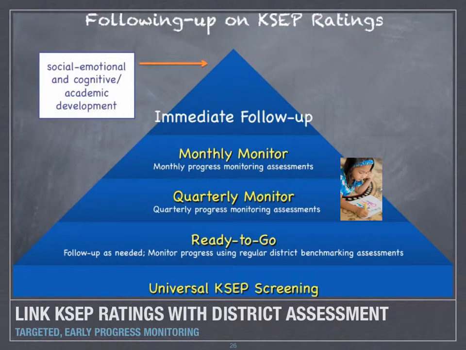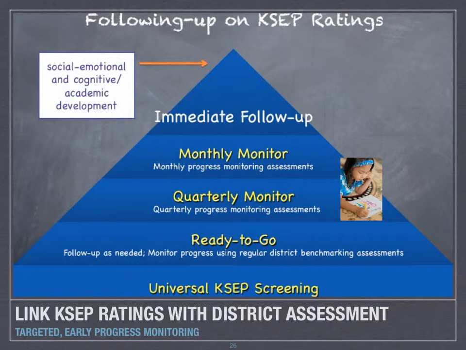We encourage you to consider how the KSEP information will be linked with district assessments. Our research has identified 4 groups based on total KSEP ratings. As shown in this diagram, each general KSEP rating classification can be linked to a strategy for follow-up assessment and progress monitoring. The labels we have provided for each group describes the suggested timing of follow-up assessments and progress monitoring. It is based on the principle that academic supports and interventions from kindergarten through grade 2 is the critical time to close the achievement gap.